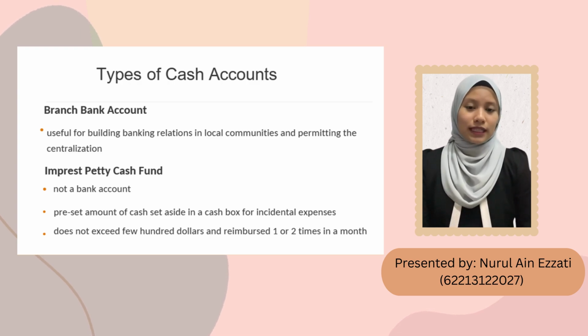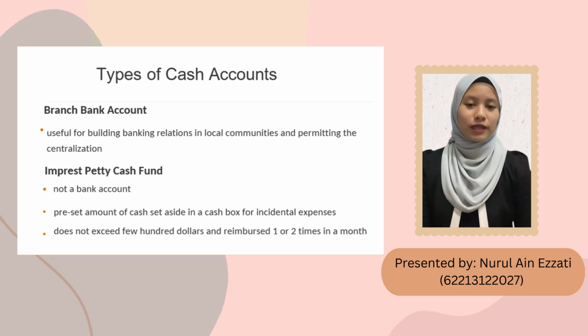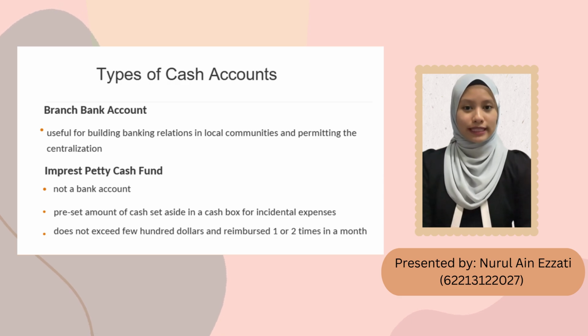For example, if the office uses 30 ringgit Malaysia from the petty cash box to buy printer ink, at the end of the week you must submit the receipt and 30 ringgit is added back to keep the fund full at 300 ringgit.